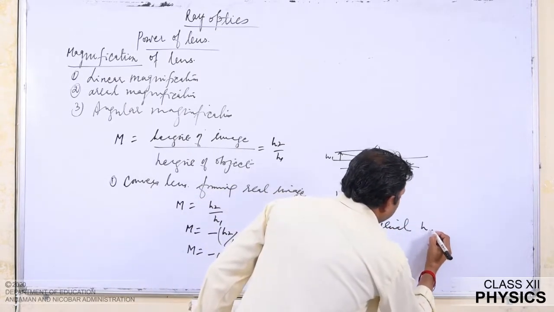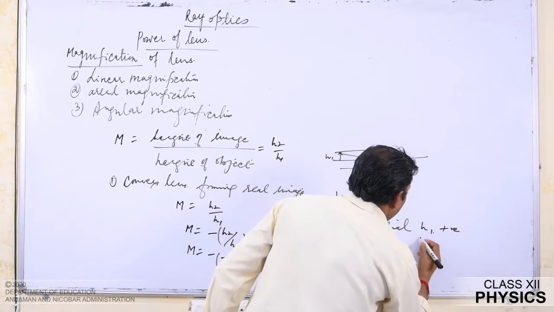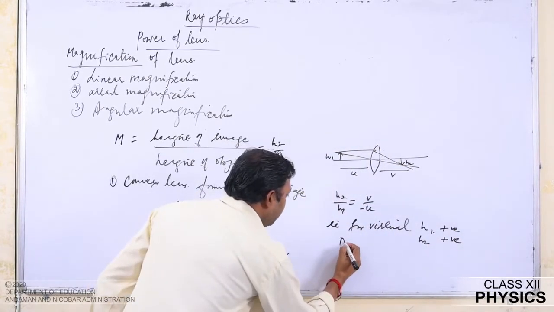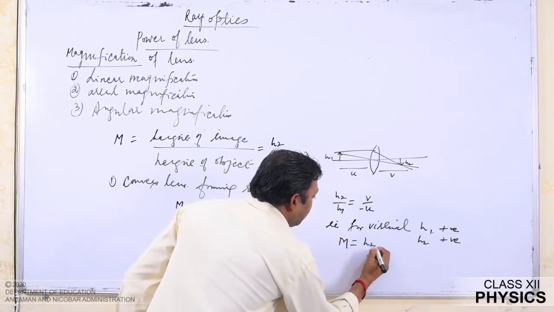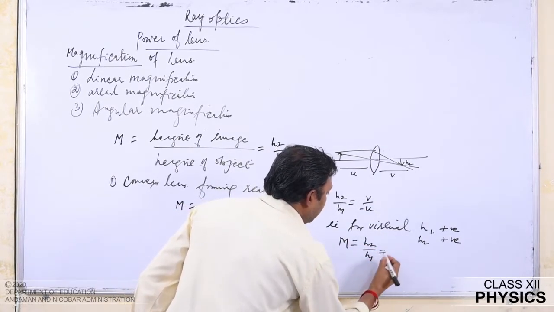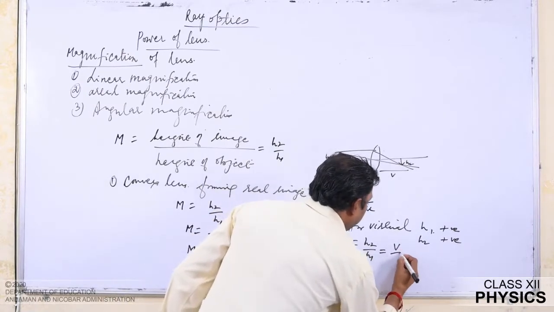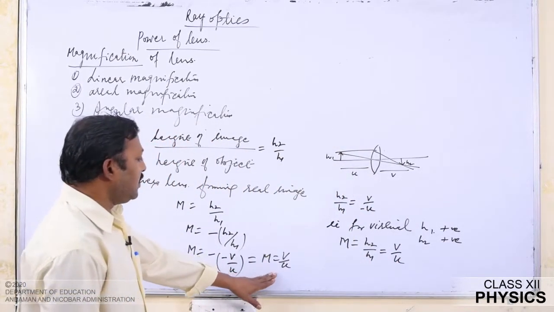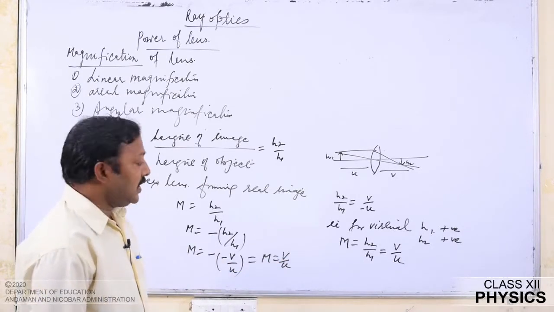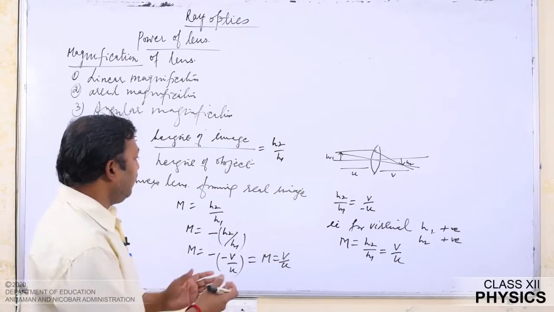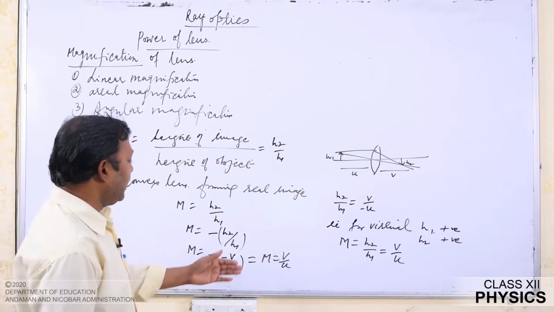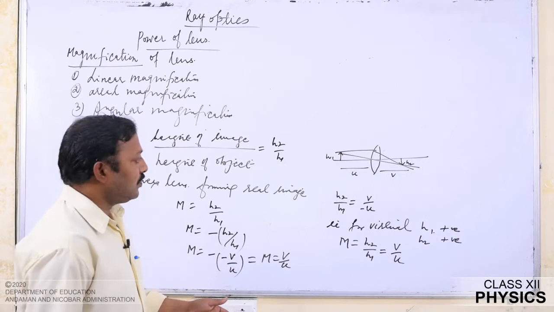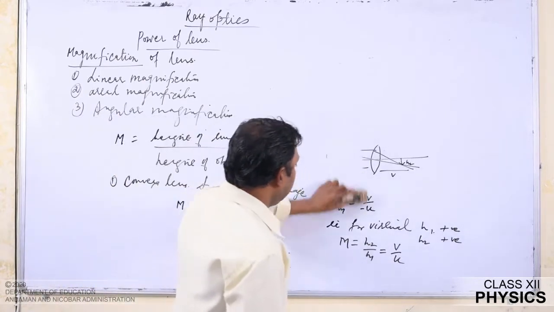h1 is positive, also h2 is also positive. So magnification m is equal to h2 divided by h1, which is equal to v divided by u. So the formula for magnification is given by m is equal to v divided by u for the case of a convex lens, or simply for the case of lenses, the magnification formula is m is equal to v by u or h2 by h1.